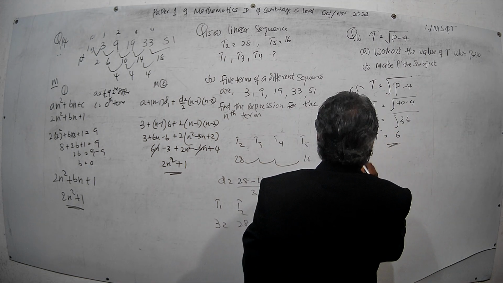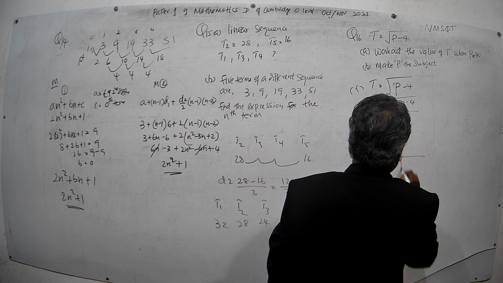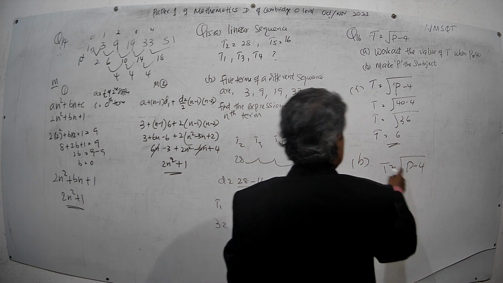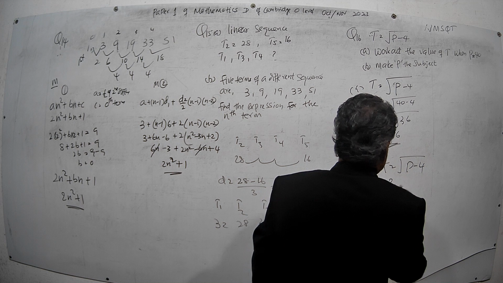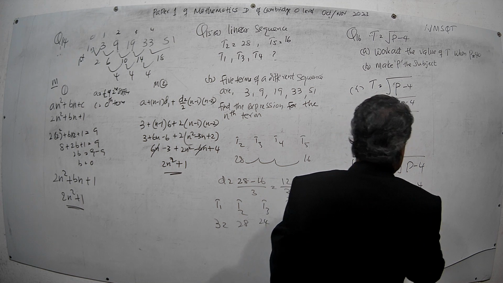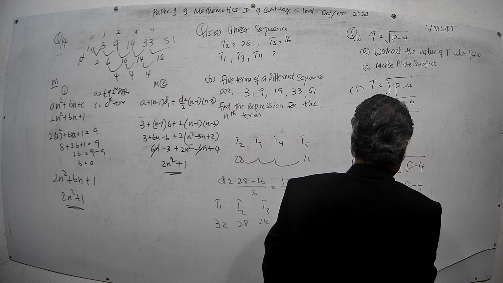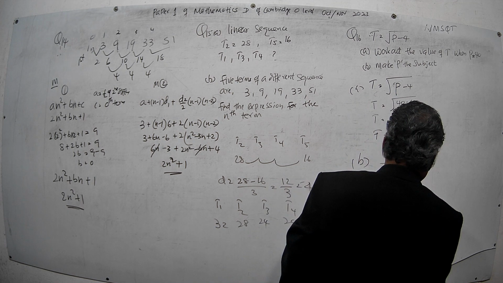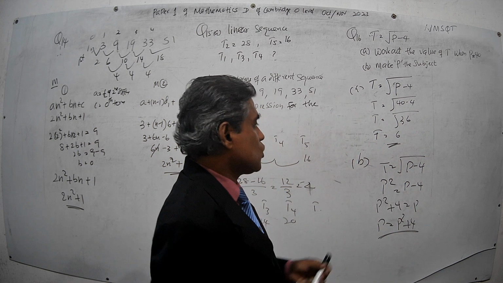Then part B, they say make p the subject. You write first of all the formula, t equals the square root of p minus 4. To make p the subject, first remove the square root on this side. When the square root goes, it becomes a square. Then t squared equals p minus 4. Take the minus 4 across as plus 4. So t squared plus 4 equals p. Then p equals t squared plus 4. So that is the formula after it is transposed for p.